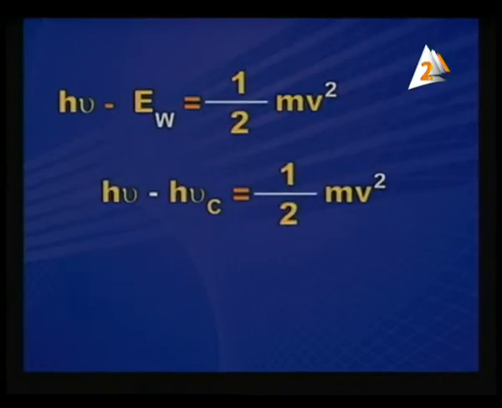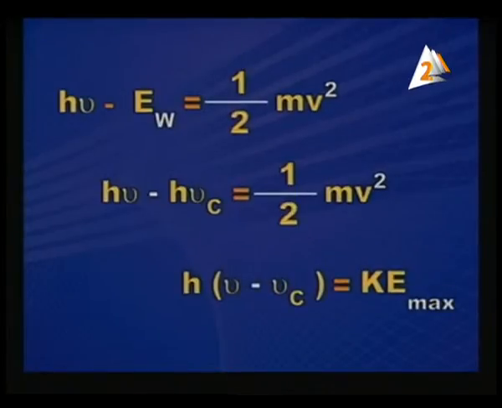So we can say EW equals h nu c, where nu c means cutoff frequency. So h nu minus h nu c is equal to half m v squared. And of course, h can be taken as a common factor. So between two brackets, h times nu minus nu c is equal to the maximum kinetic energy.